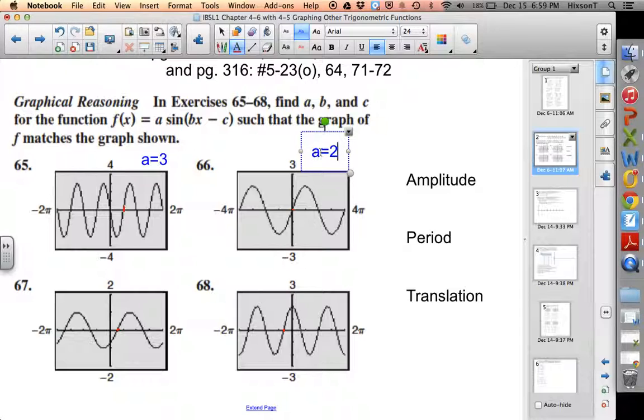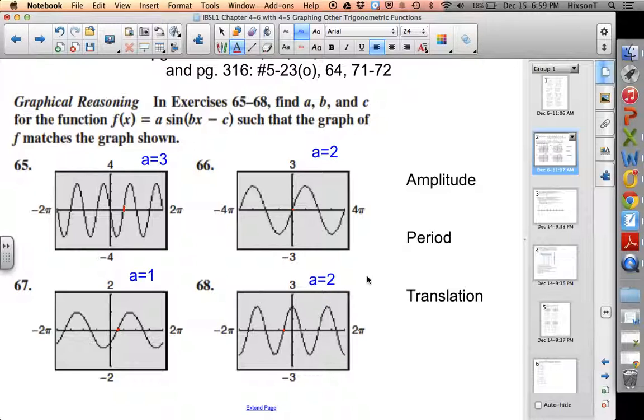Notice I'm putting a equals 2 because of the way I put the starting point, none of these are going to be reflected, at least not the way that we write it. So your amplitude would equal a. That wouldn't necessarily be the case if you were going to reflect it. A would be negative, but the way we're doing it, that's how it's going to work. Here, we're just going up 1 and down 1 for number 67, so a equals 1. And then for number 68, again, we're going up 2 and down 2, so a equals 2.